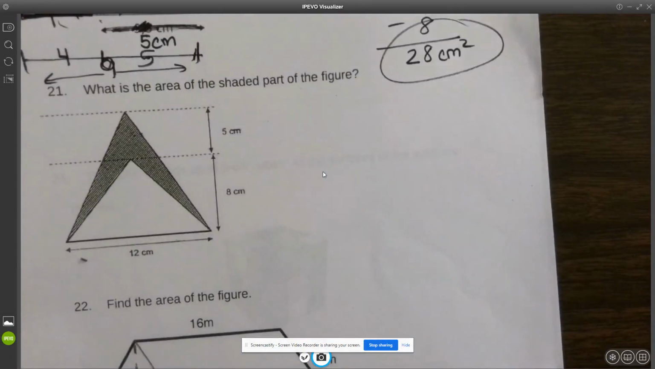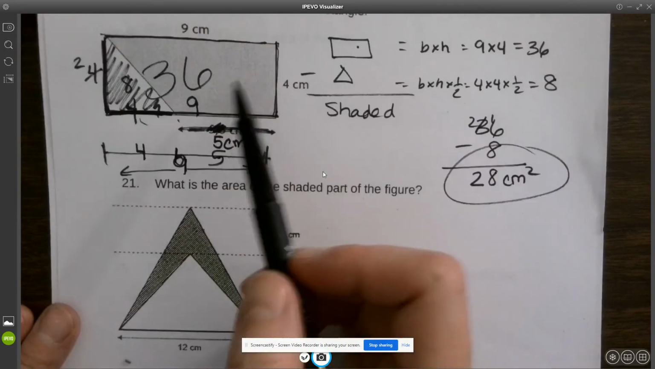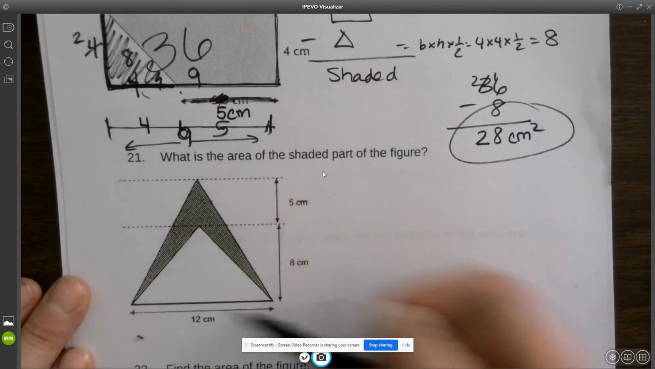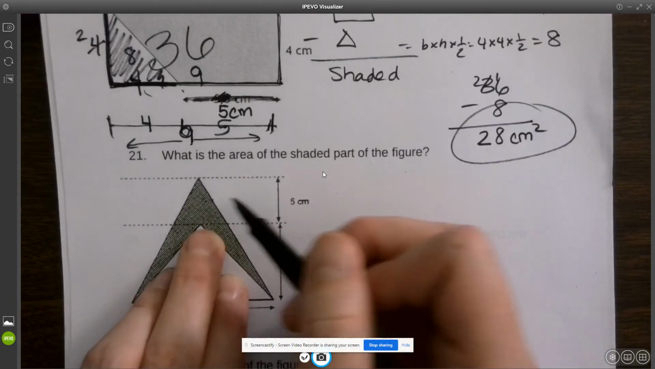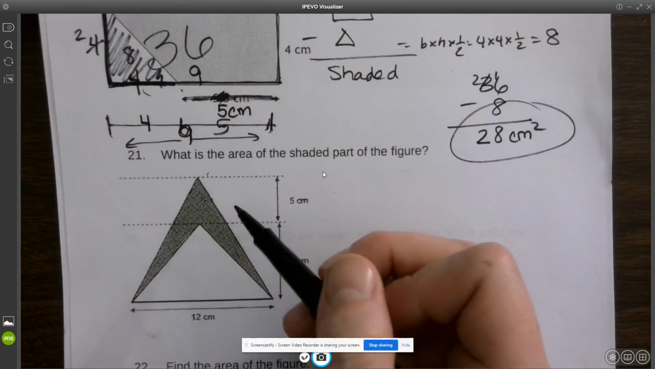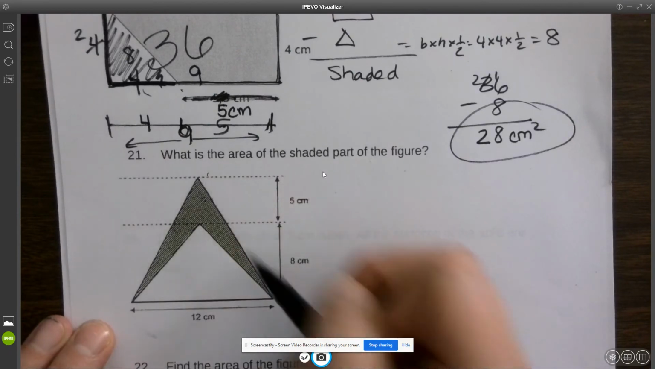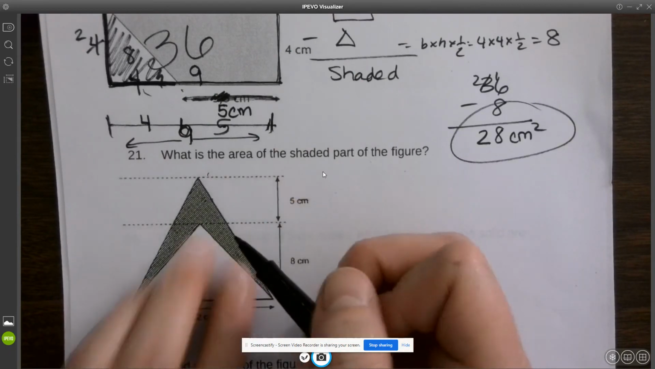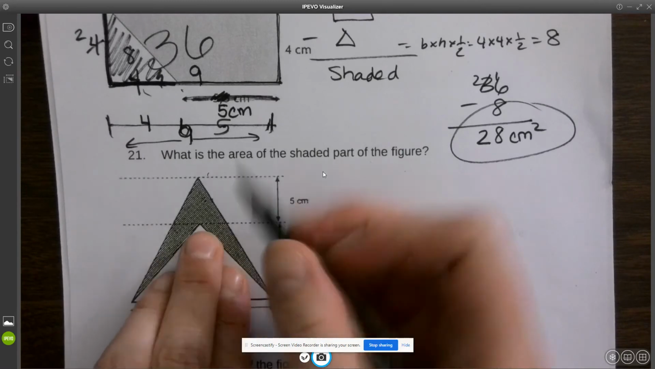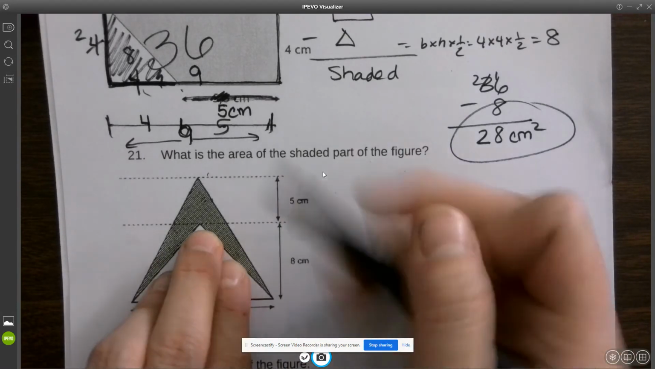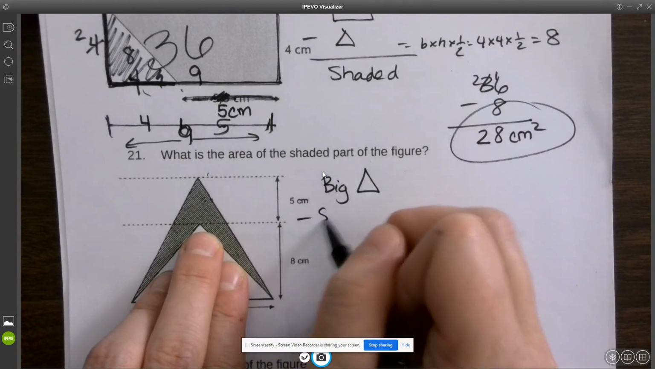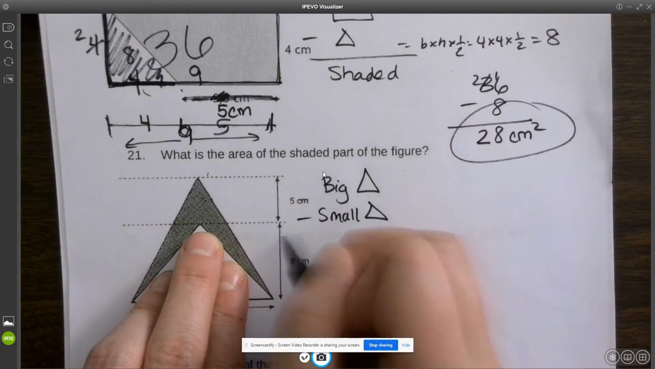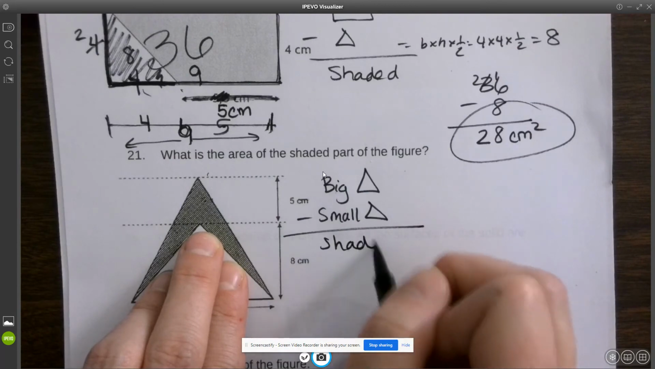Yeah, okay. Next one, same concept as up here. I don't know how to find this weird looking shaded shape right there, but I can see that I have 2 triangles here. So if I find the big triangle and then subtract this white triangle right here, all that's left will be the shaded part. So we're going to take the big triangle and subtract the small triangle so that we just have the shaded part left.